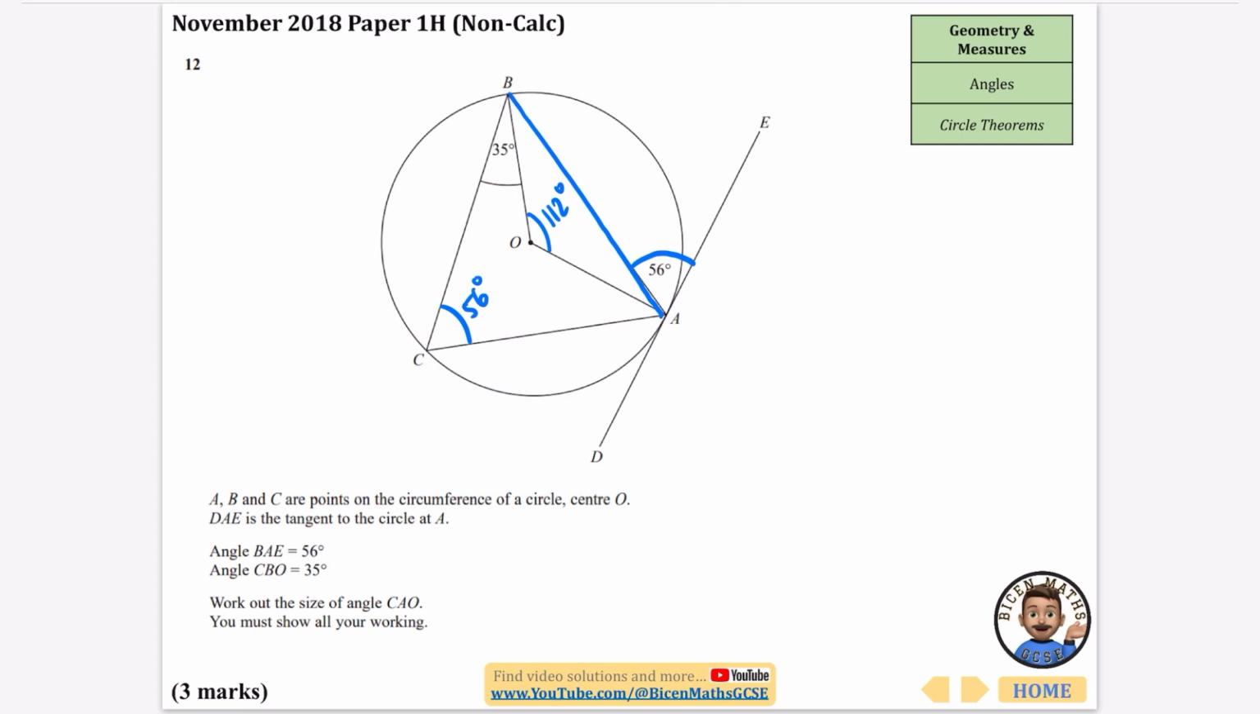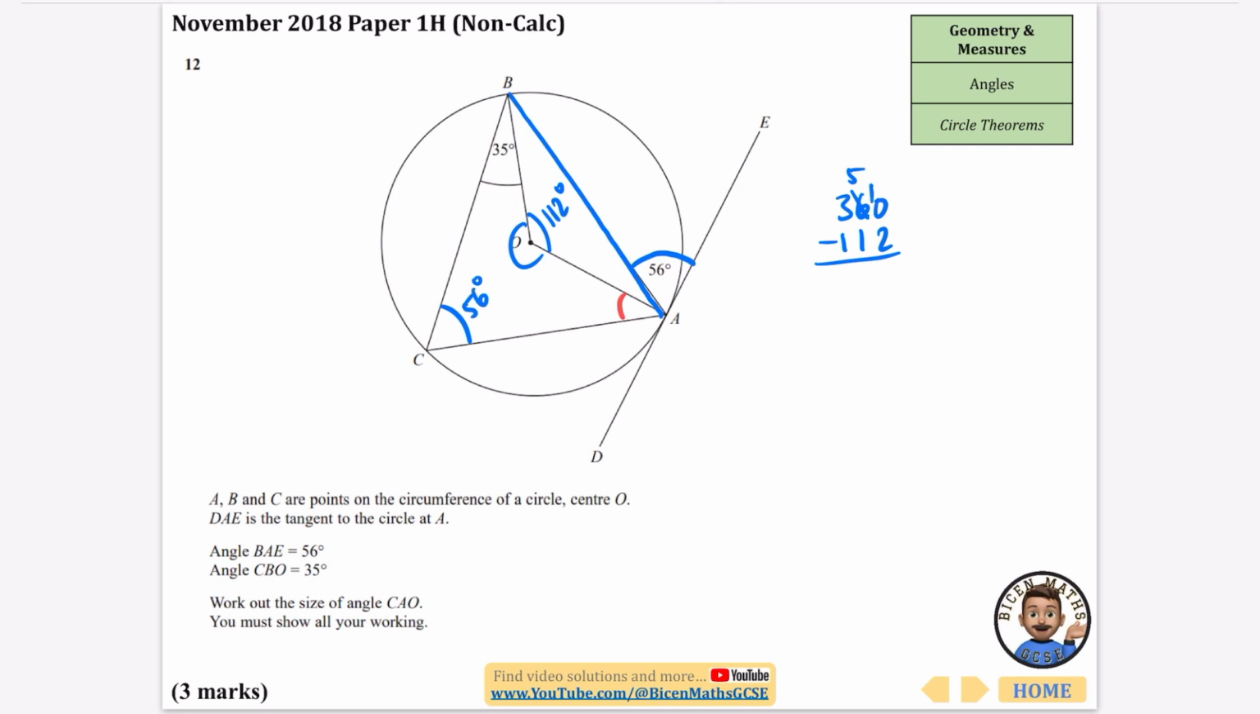Now that I've got that, I haven't even read what the question says. You must work out the size of angle CAO. So let's put where our goal is, CAO. This is the one in red that I'm trying to work out. And there's other ways you could do this. The way my brain sees this is think, let's work out what that one there is going to be. Well, it's going to be 360 minus 112.